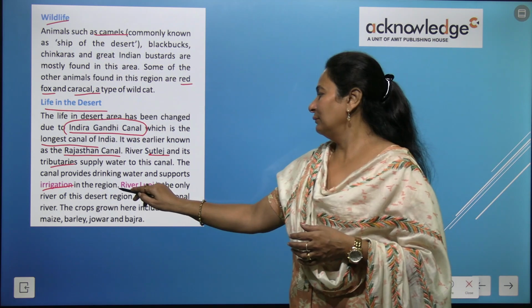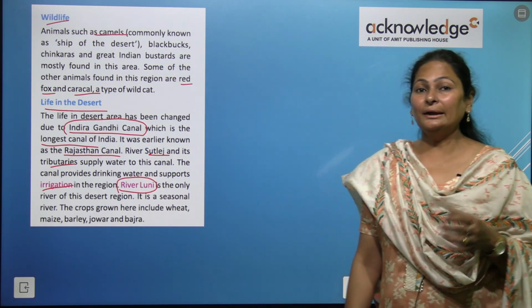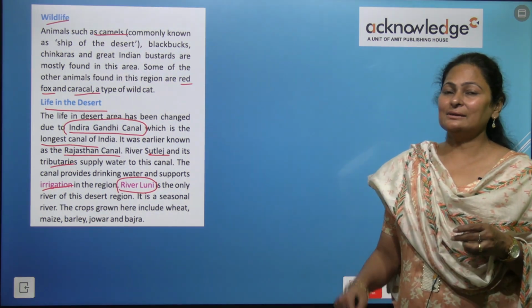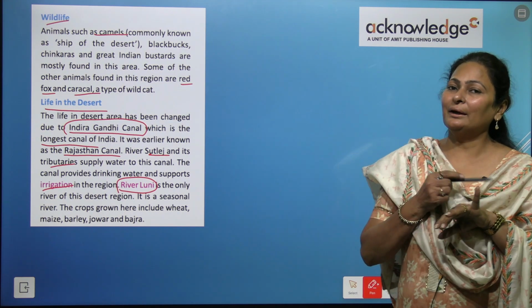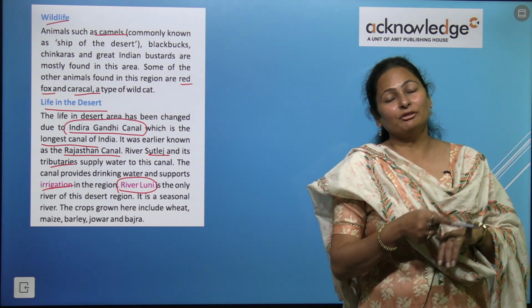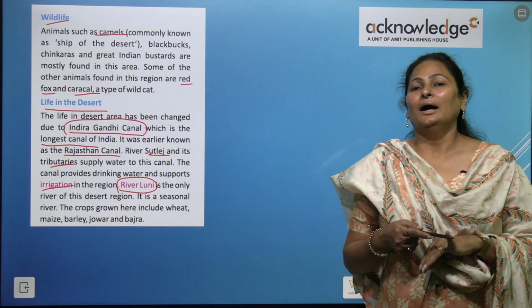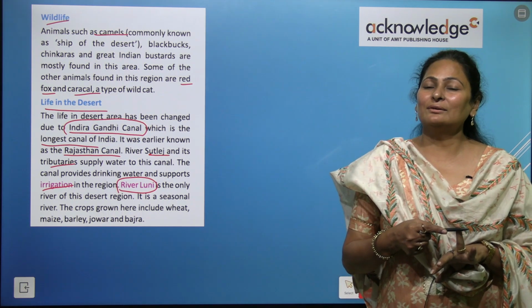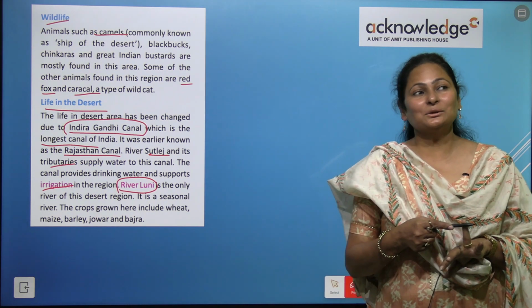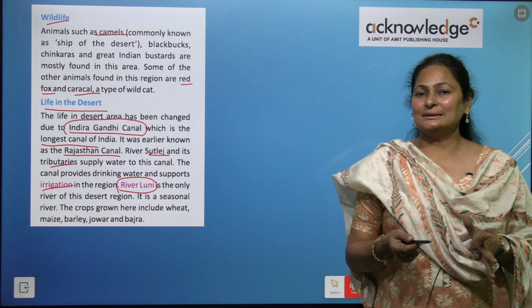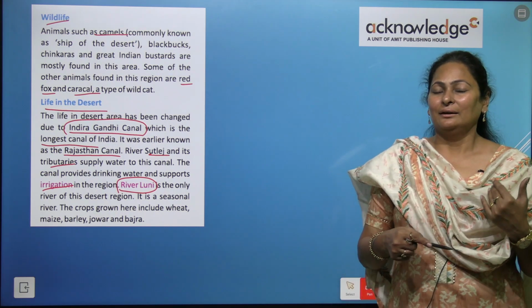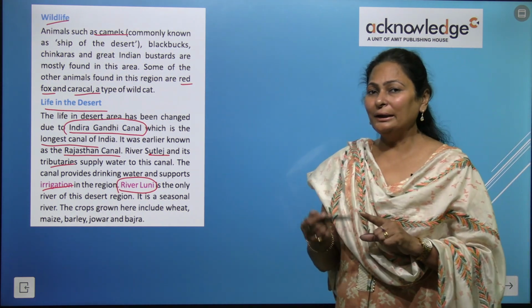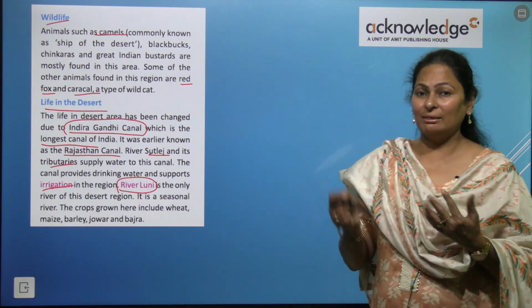In this region, River Luni is the only river of this desert region, right? It is a seasonal river. We know the perennial river. Perennial rivers are those rivers that are filled with water throughout the year. And on the other hand, seasonal rivers fill in season only. It means in the rainy season when it rains, this river fills. Else it remains dry. So Luni is the only seasonal river that flows in this region.